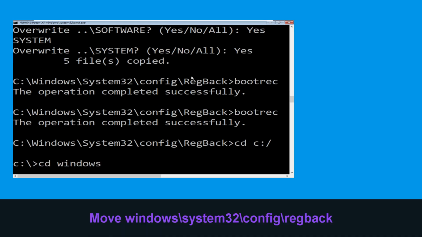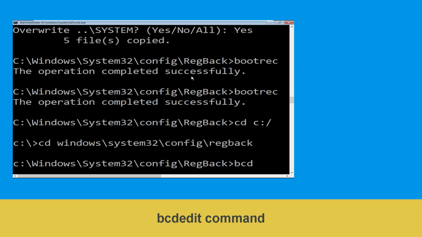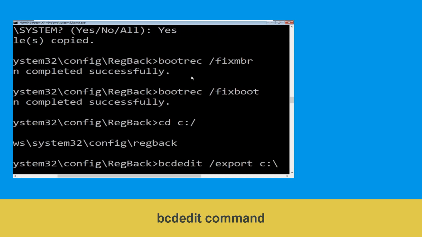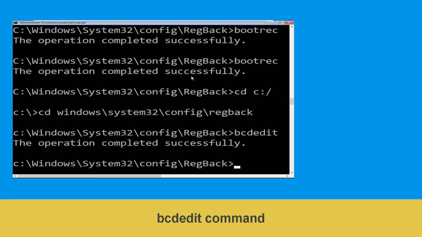Now execute this command. Type cd space Windows /system32 /config /regback, then simply hit enter to execute this command. Now execute this command. Type bcdedit space /export space c colon /bcdbackup and simply hit enter to execute this command. Then move to the next one.